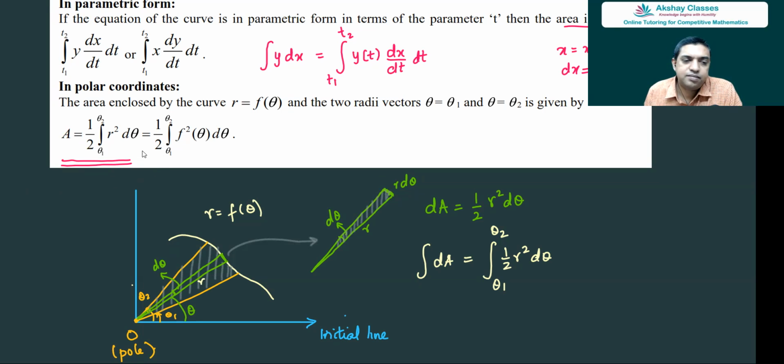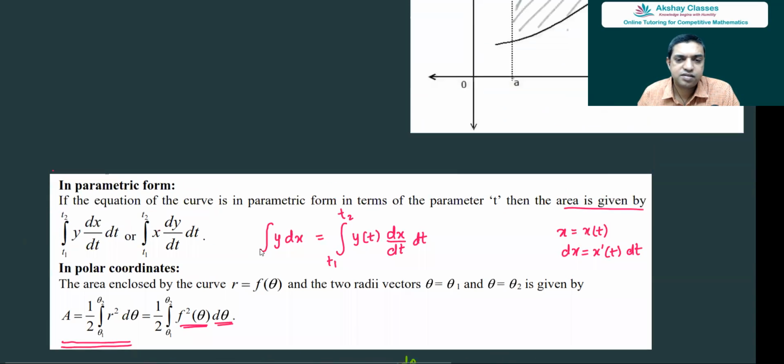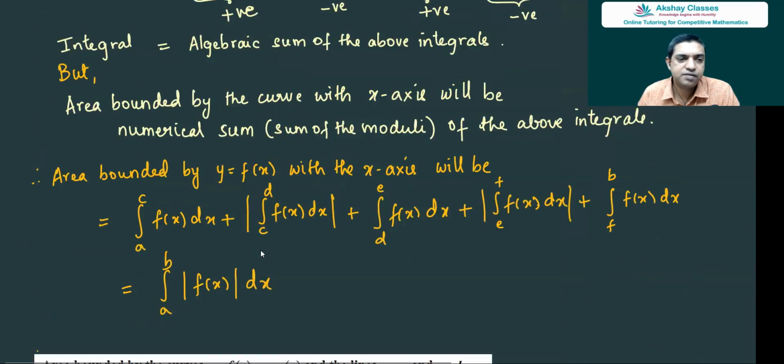The other way, now if I want to integrate with respect to theta, of course we are integrating with respect to theta only. So this r is a function of theta, so r is f of theta. So we substitute that r as f of theta. So you get half integral f square theta d theta from theta 1 to theta 2. So this is the concept of integrals, area under the curves.